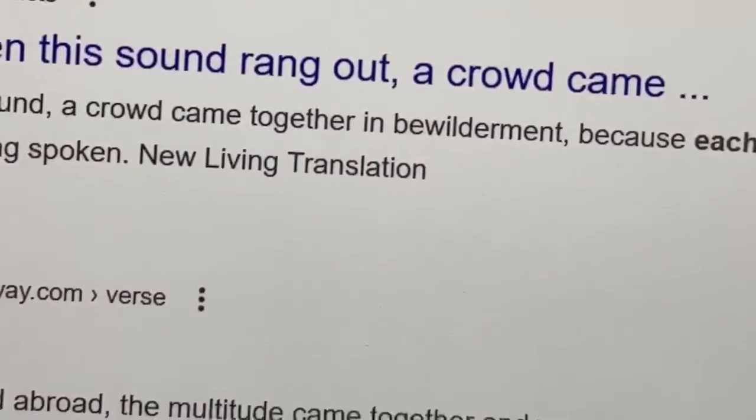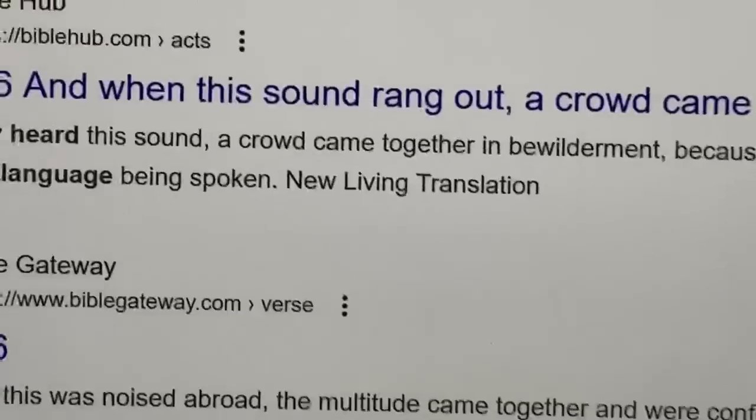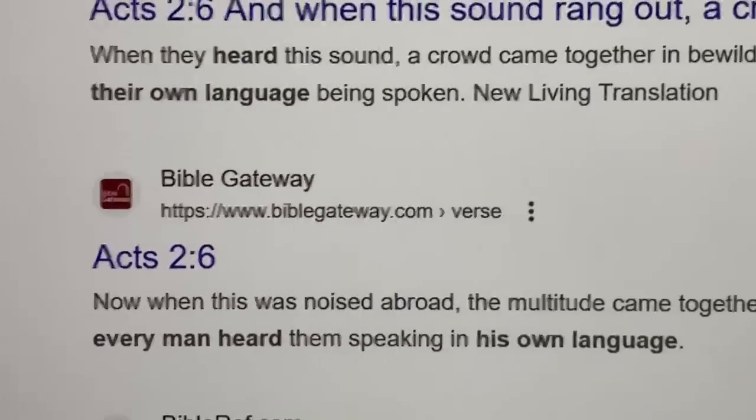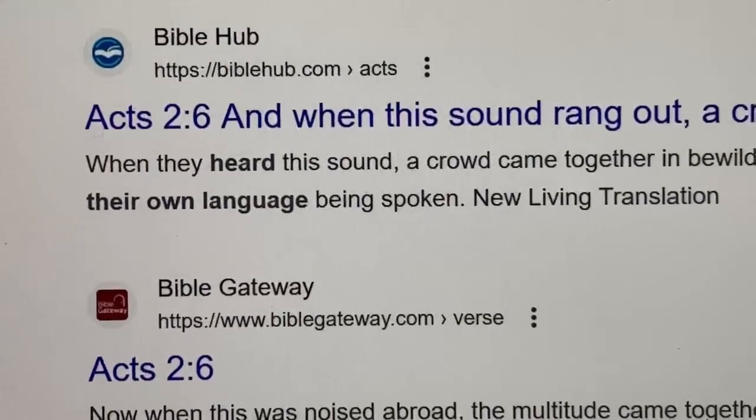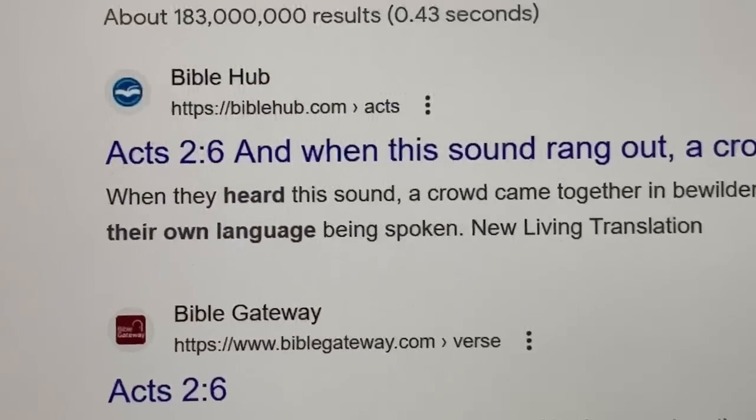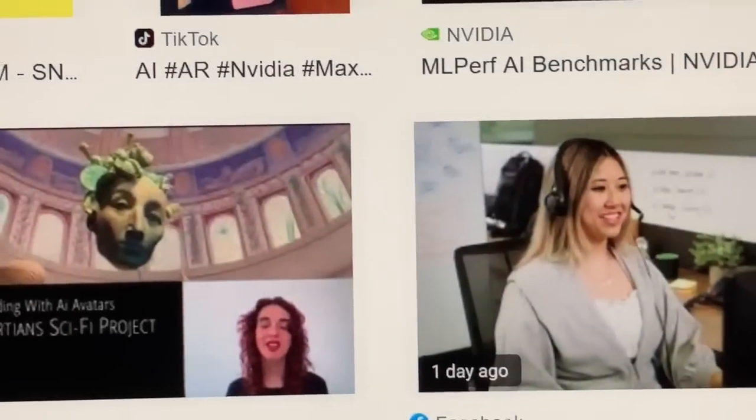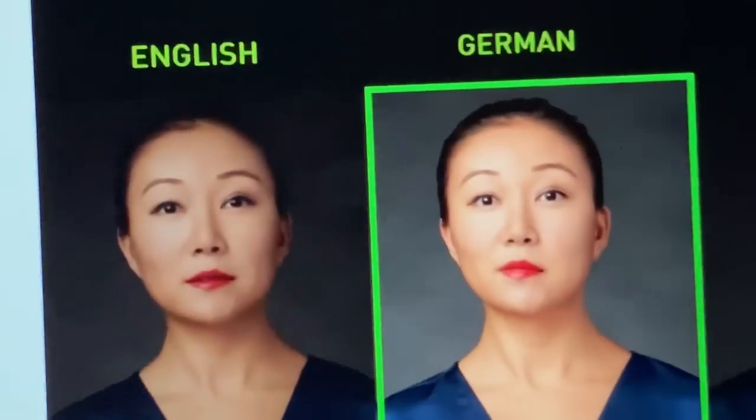Let me show you this right here. You see this Bible verse, you all? I want you to look at this because when this thing stuck out in my mind. First I want you to look at this. Where was I at with that lady? Watch this lady right here.